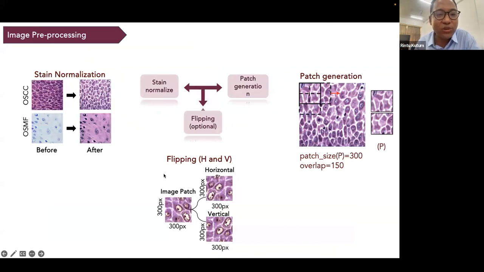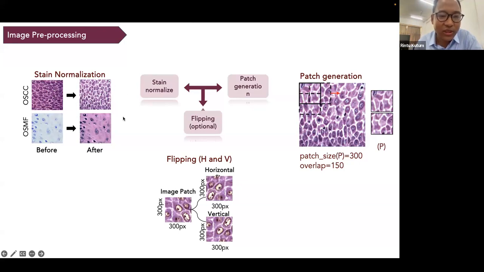First of all, we do stain normalization, because the staining was done at various different sites, so you will find stain-level differences. So before you build a deep learning algorithm, the first thing you have to do is the stain normalization of the tissues. This shows the slides before and after stain normalization.